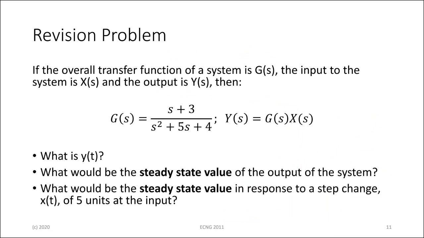What is Y(s)? Y(s) is G(s)X(s). What is y(t)? The transfer function of a system is G(s), the input is that, the output is that. So what is y(t)? Well, if it's a transfer function, it means X(s) is 1. So you could try and figure out what y(t) is at that point in time. What will be the steady state value? And then what will be the steady state value in response to a step change? A step change means X(s) is a unit step that is 5 units strong. So you'll put that in and fiddle along with it and see what answer you come up with.